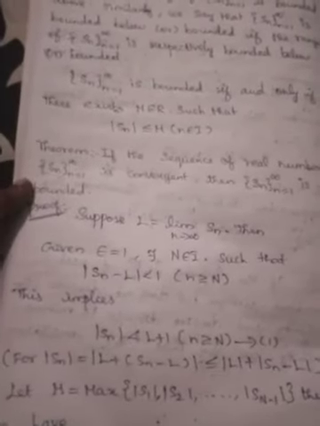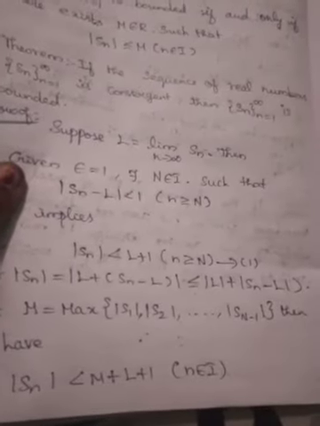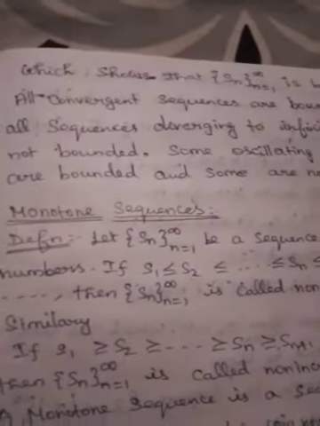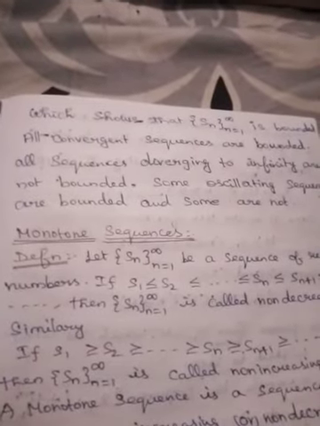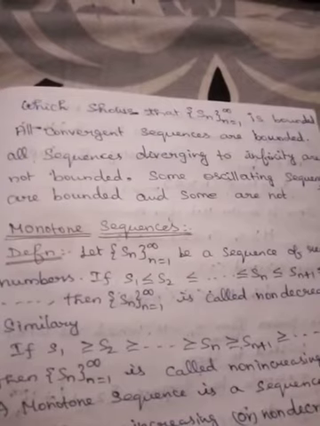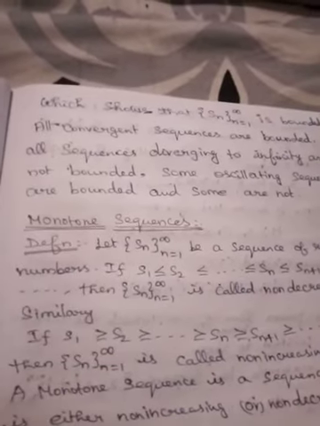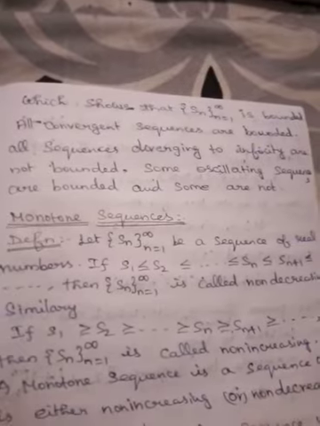Let M equal to maximum of modulus of S1, modulus of S2, etc., modulus of S(N minus 1). Then we have modulus of Sn is less than M plus modulus of L plus 1, n belongs to I, which shows that {Sn}, n equal to 1 to infinity, is bounded. All convergent sequences are bounded. All sequences diverging to infinity are not bounded. Some oscillating sequences are bounded and some are not.